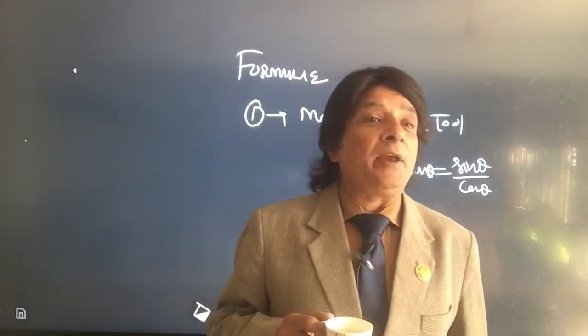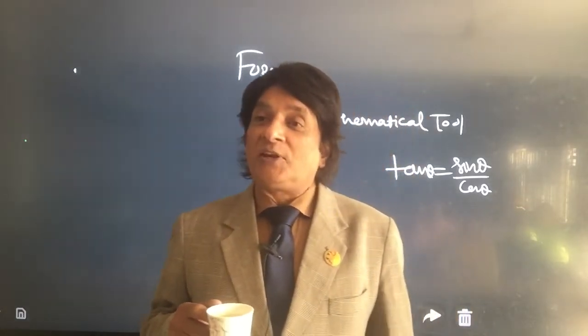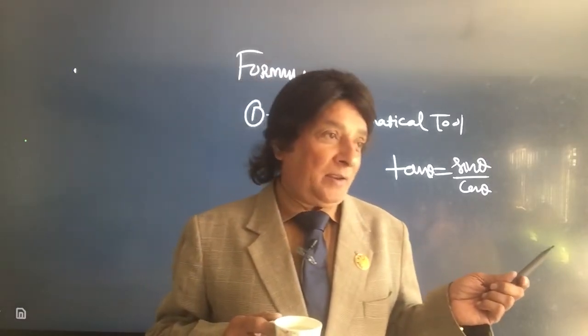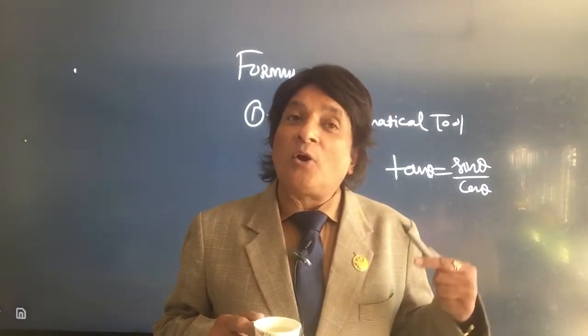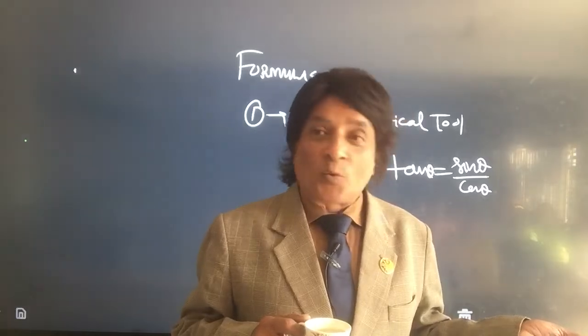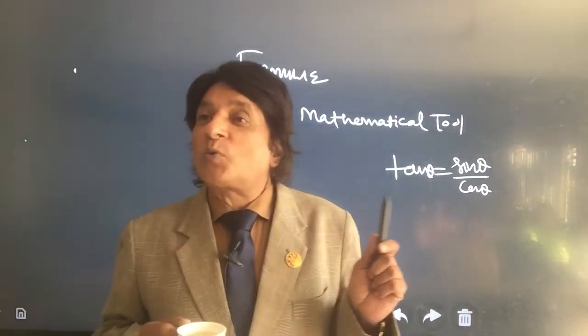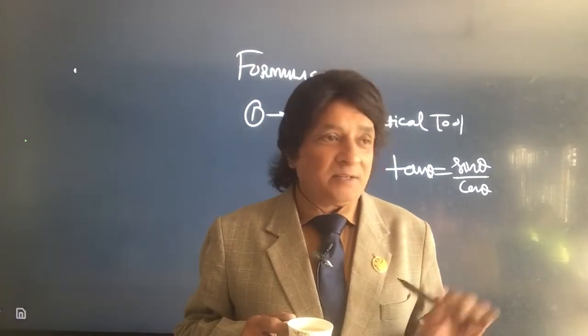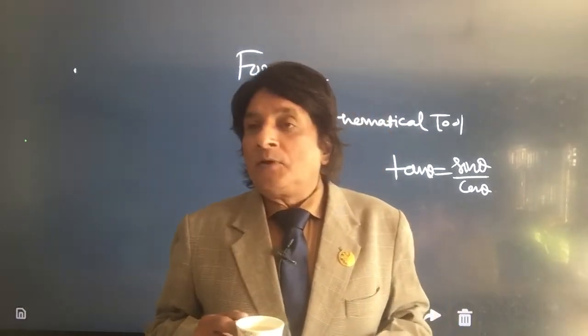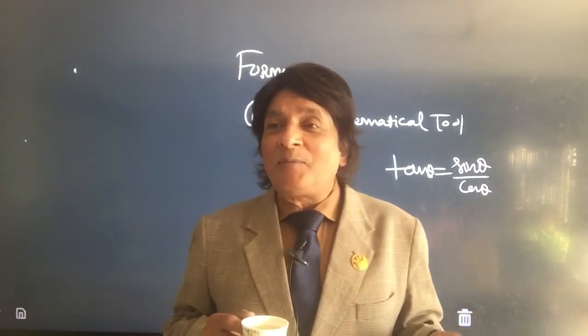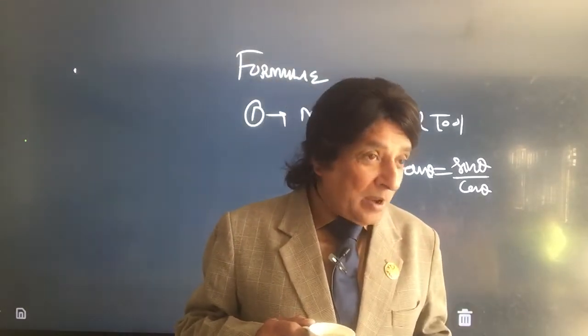Then sin 2A is 2 sin A cos A, or 2 tan A upon 1 plus tan square A. cos 2A is cos square A minus sin square A, or 1 minus 2 sin square A, or 2 cos square A minus 1. Is it right? Sin 3A, what is sin 3A? 3 sin A minus 4 sin cube A.